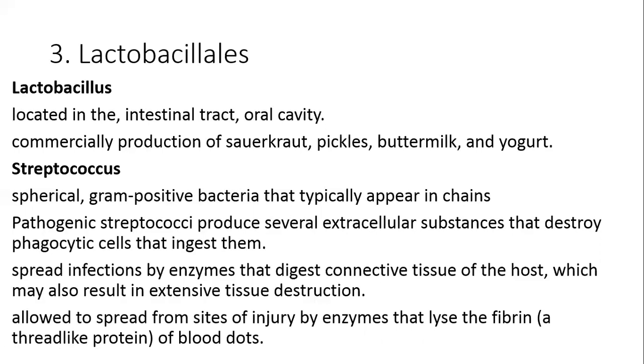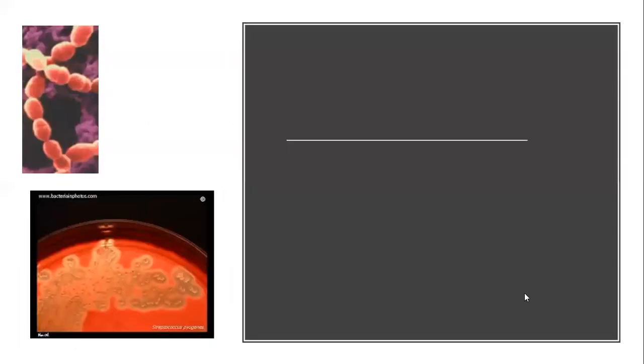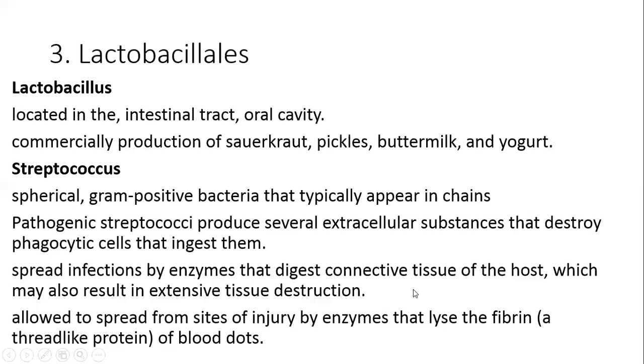So they can be allowed to spread from the site of injury, and basically they can produce enzymes that can lyse the fibrin, which is a thread-like protein, and they produce enzymes that can dissolve the blood clot.